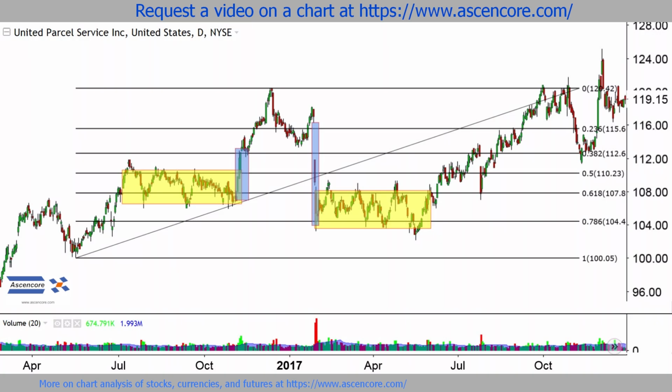Also, you can see a major gap down in early 2017 through the 0.236 and 0.382 levels on very high volume. Coincidentally, this was after a decrease in trading activity leading up to a quarterly earnings report.